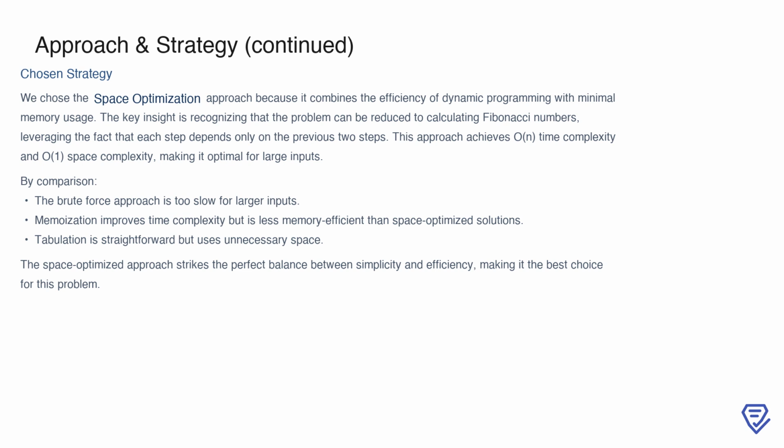In comparison, the brute force approach is far too slow for larger inputs due to its exponential time complexity. Memoization improves the time complexity but still requires O(n) space for caching results. Tabulation is simpler than memoization but still uses extra space unnecessarily. The space-optimized approach strikes the perfect balance between simplicity and efficiency, making it the best choice for solving the climbing stairs problem in a practical and scalable way.